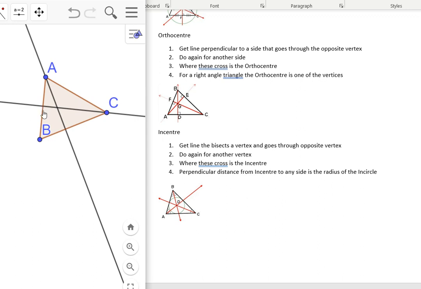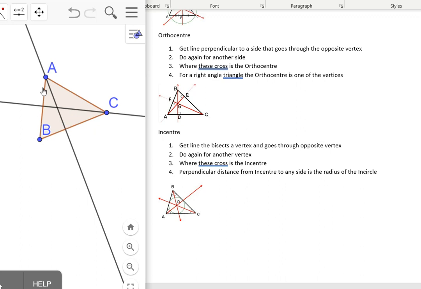The angle between my black line going across here and AB is going to be 90 degrees. And likewise here, the angle between my more vertical line and BC is going to be 90 degrees, and we're going off toward the opposite vertex at A.